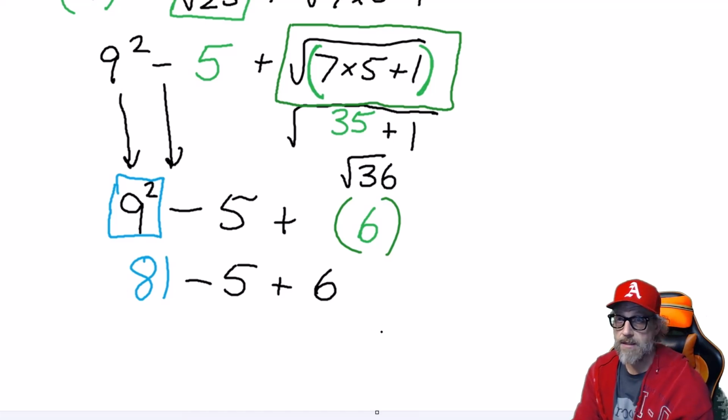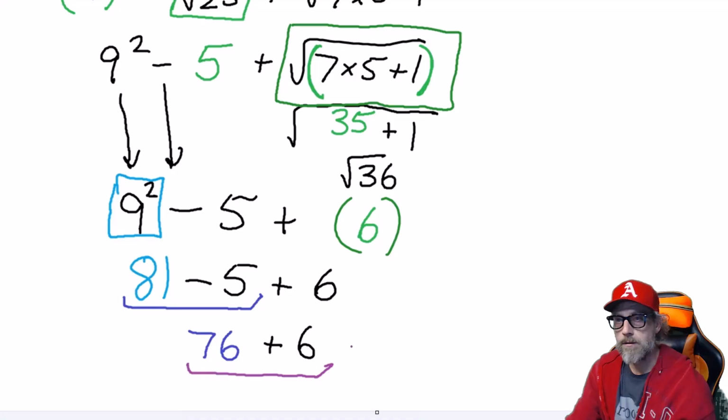And we do them left to right. So first is the subtract. 81 minus 5 is 76. And then add 6 to that to get our final result, 82.